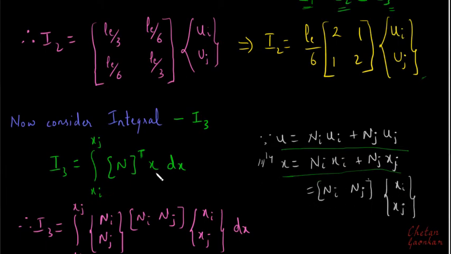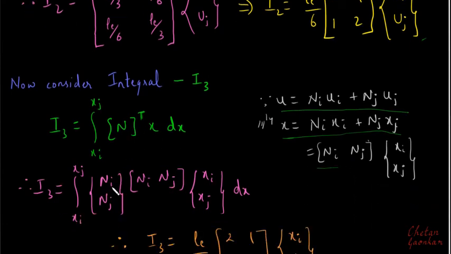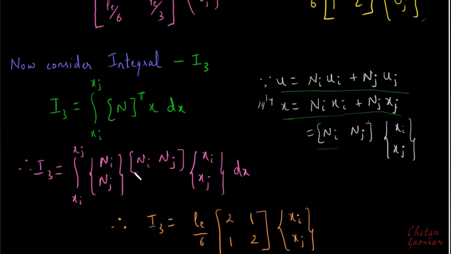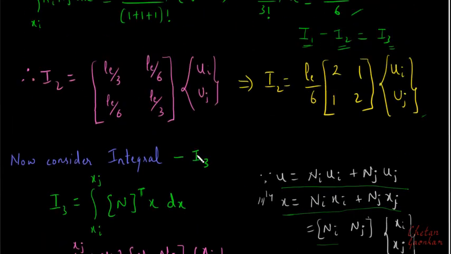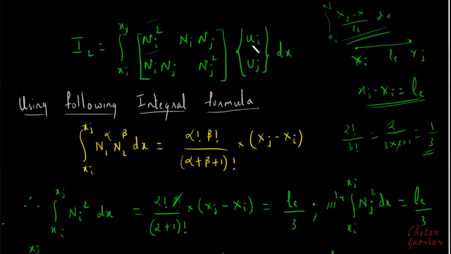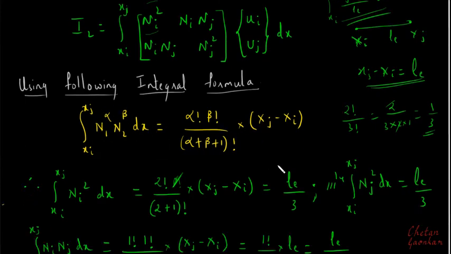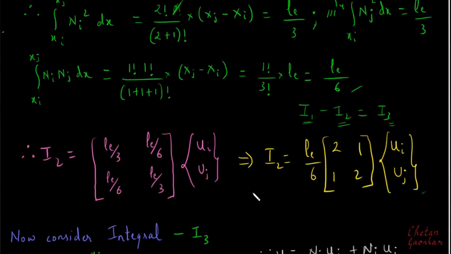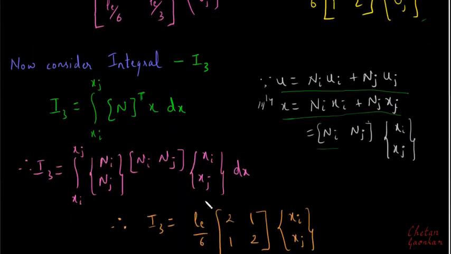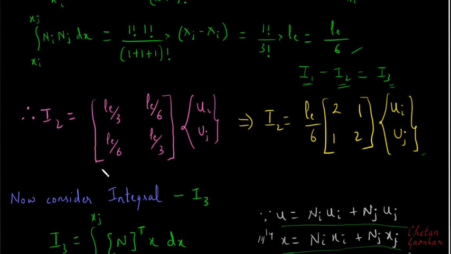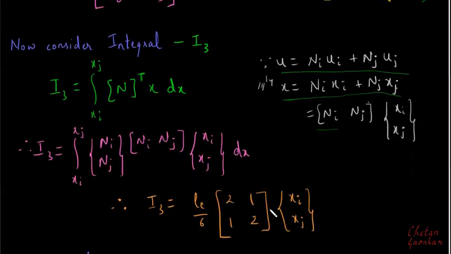So in place of x, if I substitute this, and in place of n transpose, I know that I can write it as a column vector of two shape functions ni and nj. And then if I cross multiply this, again I will get the same equation as this. Only thing is, here in place of ui and uj I will have xi and xj. And then the same matrix, if I evaluate it using this integral formula, I will end up getting the same values, the same matrix. And then if I remove that le by 6, I will get this same equation again.